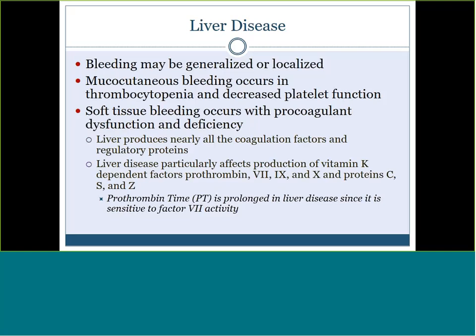So you get a little more than just surface bleeding at that point. At the very bottom it says liver disease particularly affects the production of vitamin K dependent factors. Remember, the vitamin K dependent factors are 2, 7, 9, and 10. That's what we call the prothrombin group, and you have to know that.